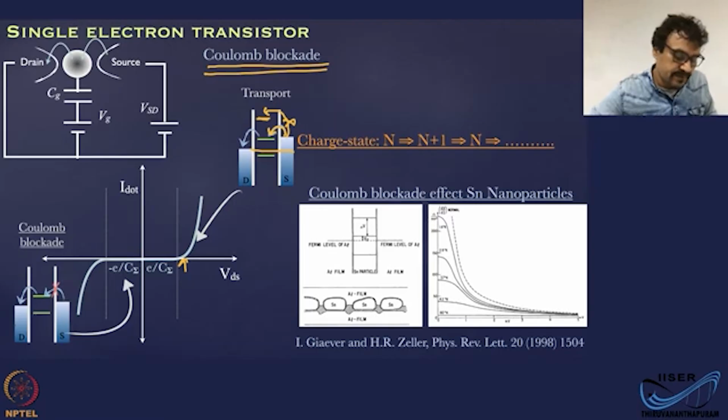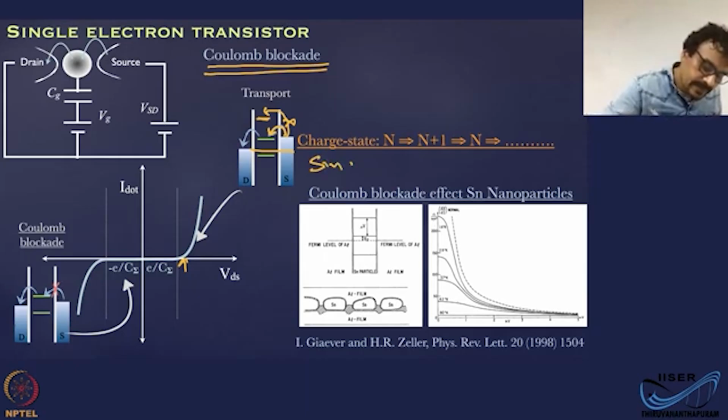So it's a sequential process. You have n electrons, then when you put this electron here, n plus 1. When that electron tunnels out, then n again, and then the next electron can tunnel in. And that process will go on. So this process is called single electron tunneling.